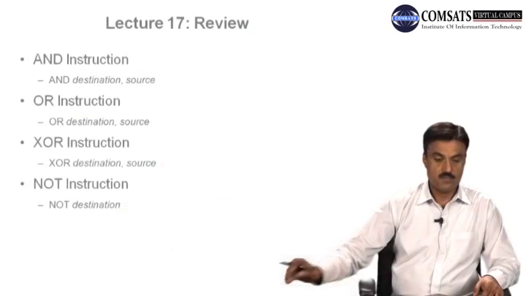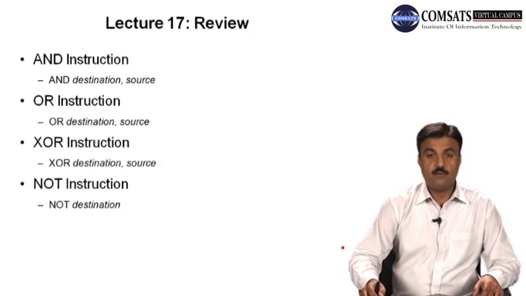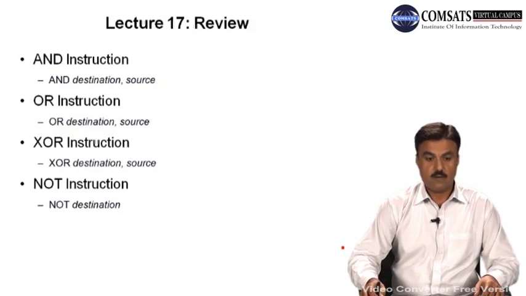We will discuss the program components like the .386 model and other directives that we were using in assembly language, and also the input and output instructions, and the last one is the conditional jump instruction. Now before that we will discuss what we did in our previous lecture, lecture number 17.